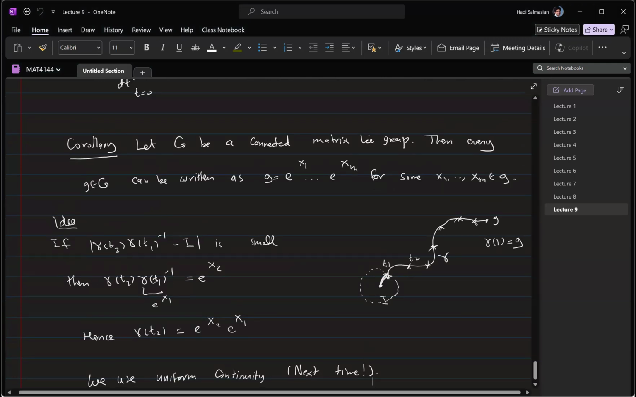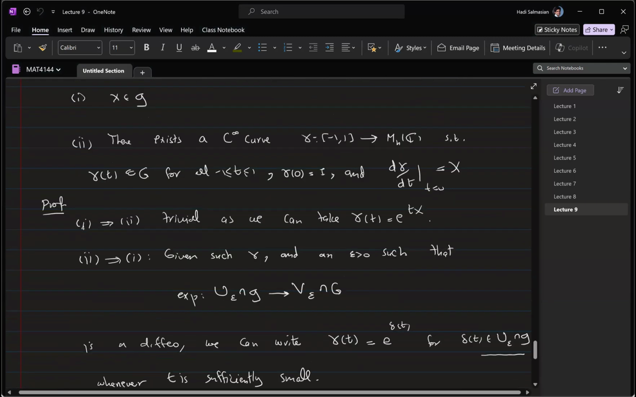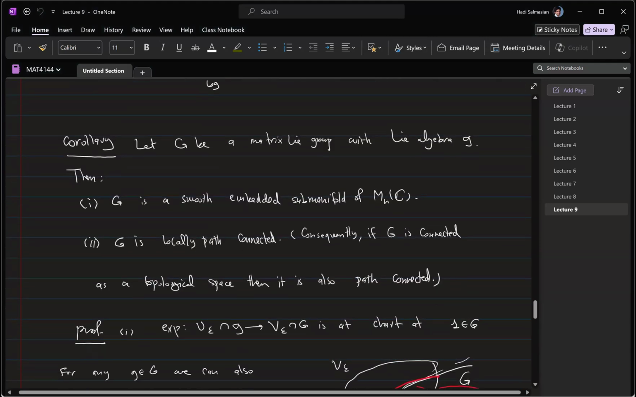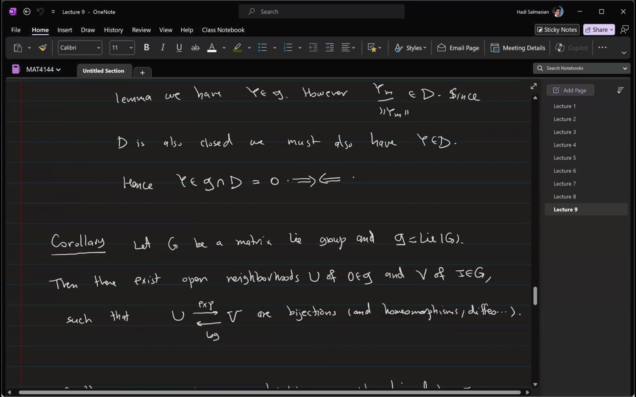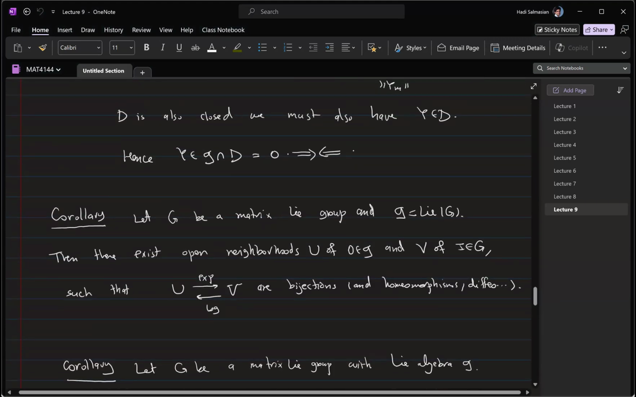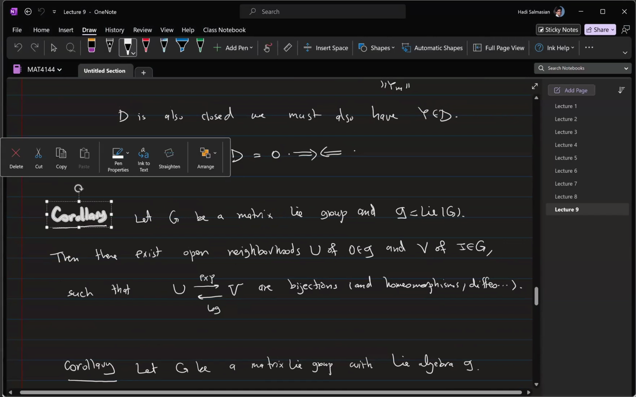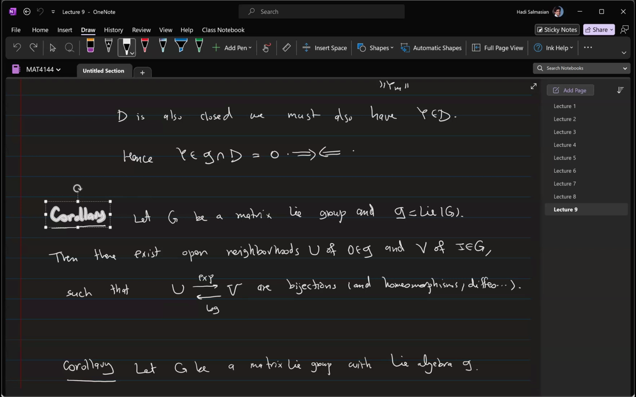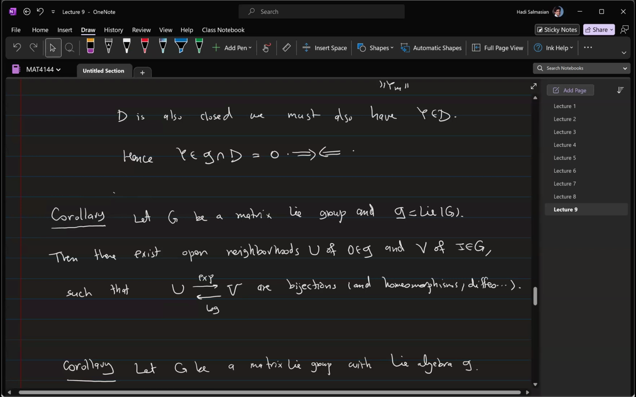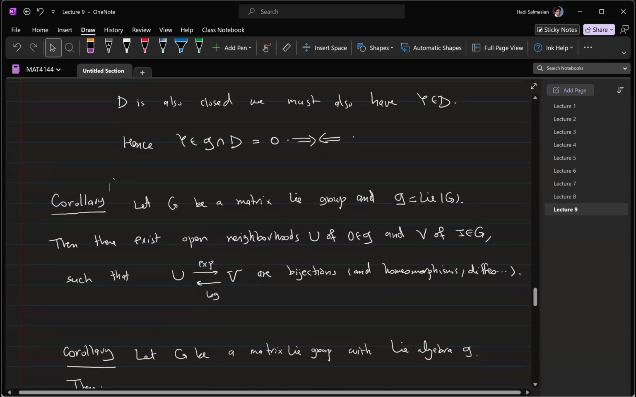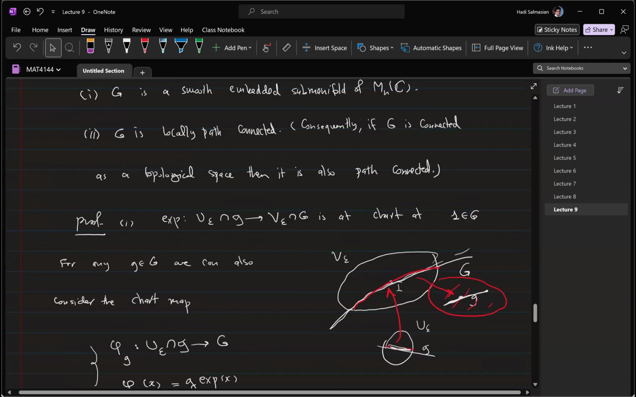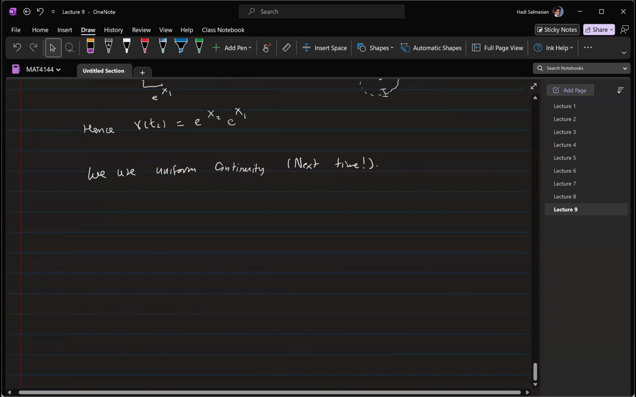So last time, the main thing that we proved was the fact that the exponential map creates a diffeomorphism, specifically a bijection between an open neighborhood of 0 in the Lie algebra and an open neighborhood of the identity in the group. So pictorially, let me draw a new picture here for the last lecture.